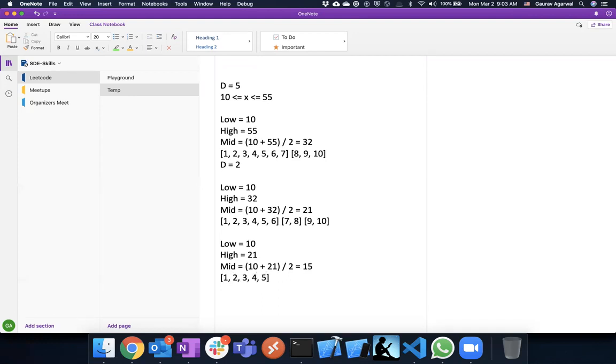First 5 can go in the first shipment. The sum is 15 up until here. Then 6 and 7, that's 13. We cannot put 8. Can we put 9? No. And then 10. So now we got 5 days. 5 days with the capacity of 15.